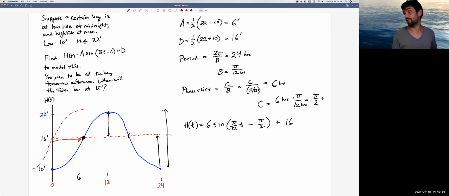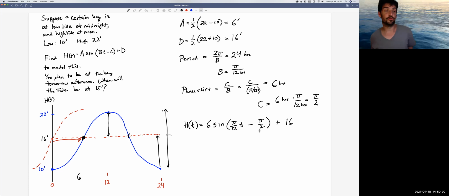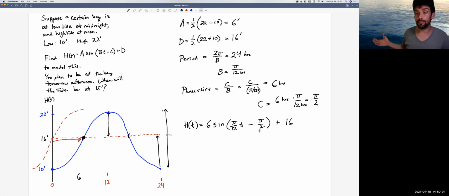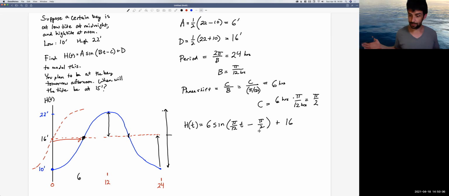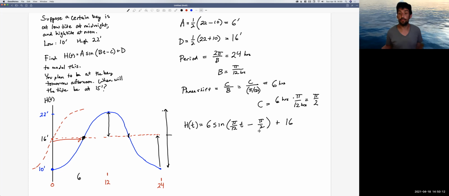And C, remember, ended up with no units as well. So we've got something with no units, subtracting something with no units equals a number. Sine knows what to do with numbers. It treats them as an angle, and it spits out a number, a pure number in response. There's no units on sine.